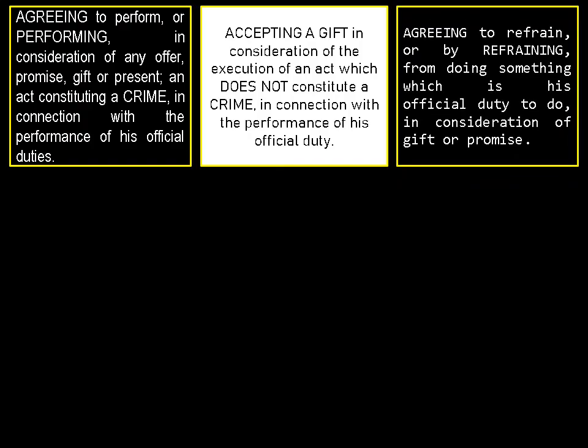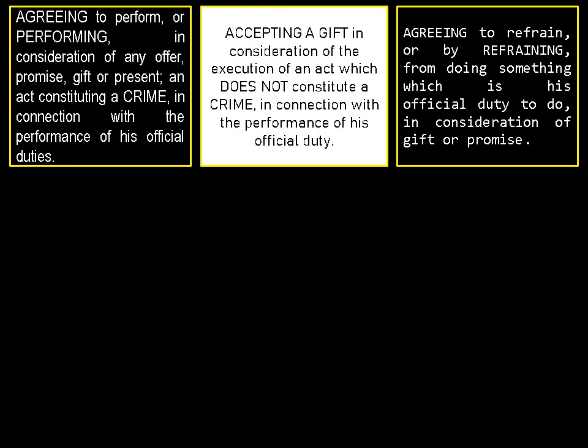And the last act being punished as direct bribery is when the public officer agrees to refrain, or refrains, from doing something which is his official duty to do in consideration of a gift or promise. So again, the words that you have to remember are agree, refrain from doing something.